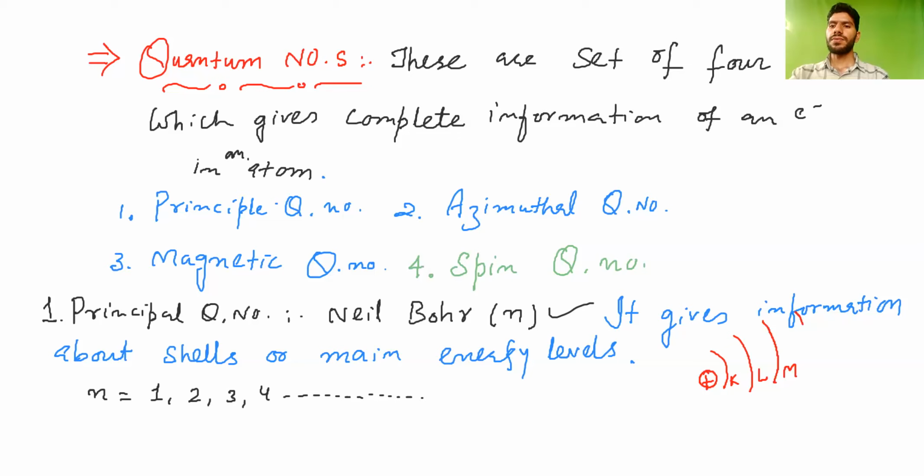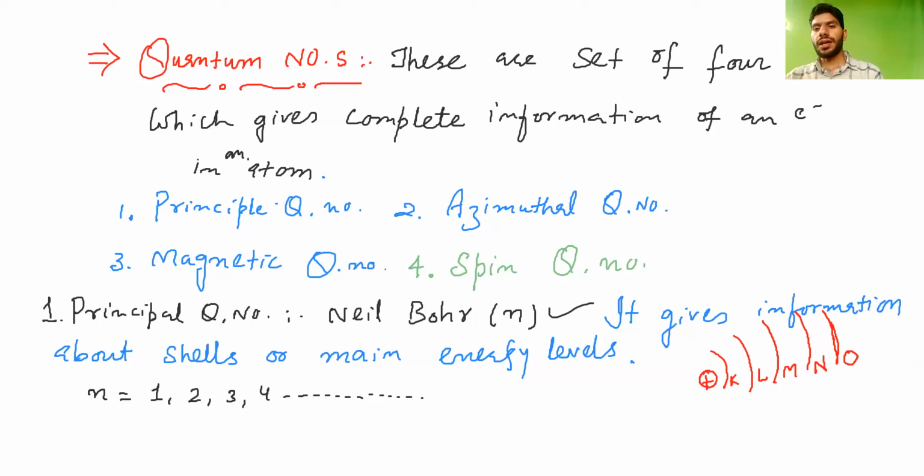And similarly, if n value is 4, so that's your N shell. And if next n value is 5, so that's your O shell. Then in alphabetical order, that is O, P, Q, R, etc. So this is the first quantum number, the principal quantum number, which gives the information about shells, or what we call main energy levels. So we are having different shells in case of an atom.